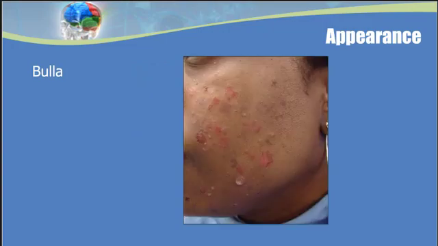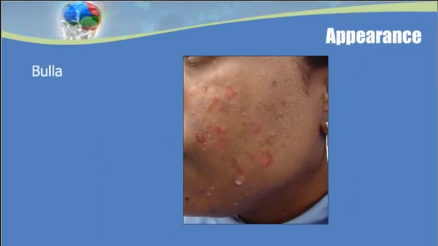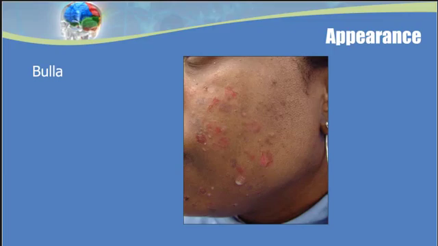Another example would be impetigo. So you can see this person has a very serious infection of the skin, which has developed a bulla in one of the more severe areas. So bulla can develop from different reasons, and one of the most common would be some type of burn.